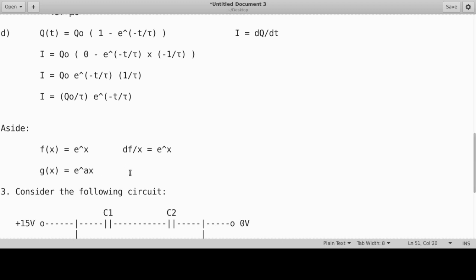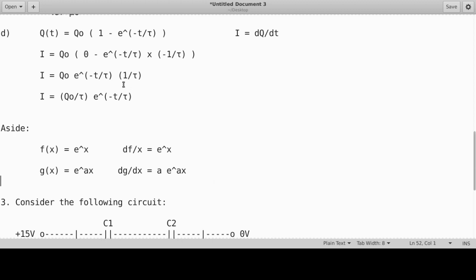If I differentiate this one, dg by dx, what do I get? Well, I get the same function again, but I got an a out in front, okay? And so that's all I did right here. And so you get this equation.